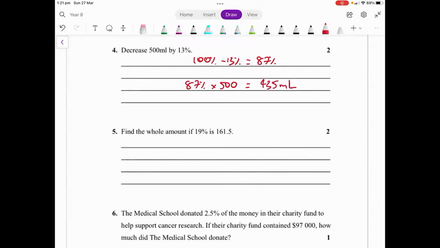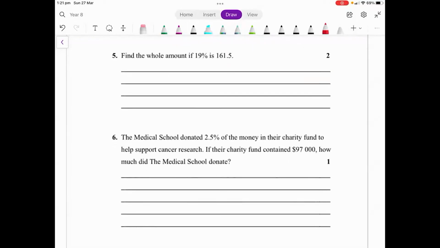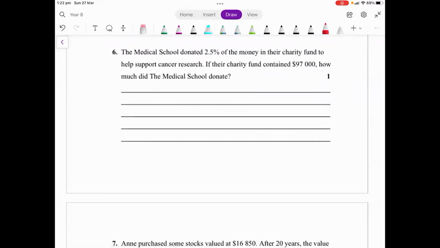Question 5 is a unitary method question. It says 19% is 161.5. Is means equals, so that's what we write first. 19% equals 161.5. We then find 1%, and then we find 100%. So we divide by 19 first, and we multiply by 100. That gives us 850.